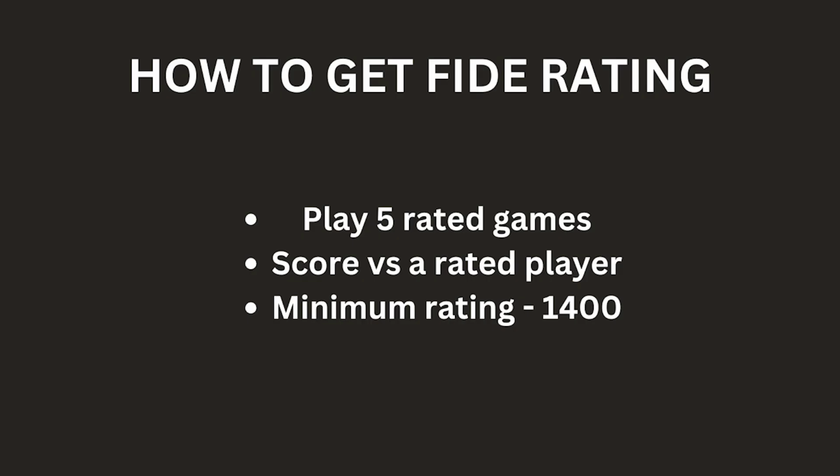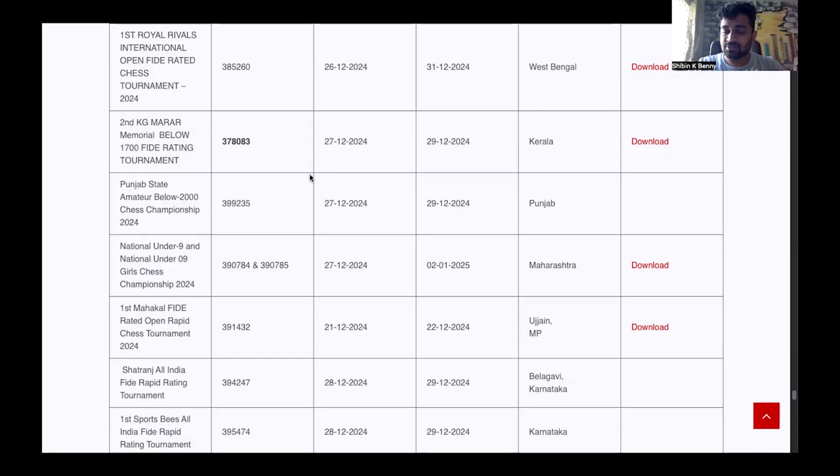Second, you have to score against at least one of them. So you have to have at least 0.5, a draw at least, against a federated player. And third, you have to have a FIDE rating of minimum 1400. So when you calculate the FIDE rating, it should come to above 1400. So these are the three things you have to satisfy to get your initial FIDE rating. I'll show you how to calculate your initial FIDE rating. It's a very long process, but FIDE has a very simple way to calculate it.